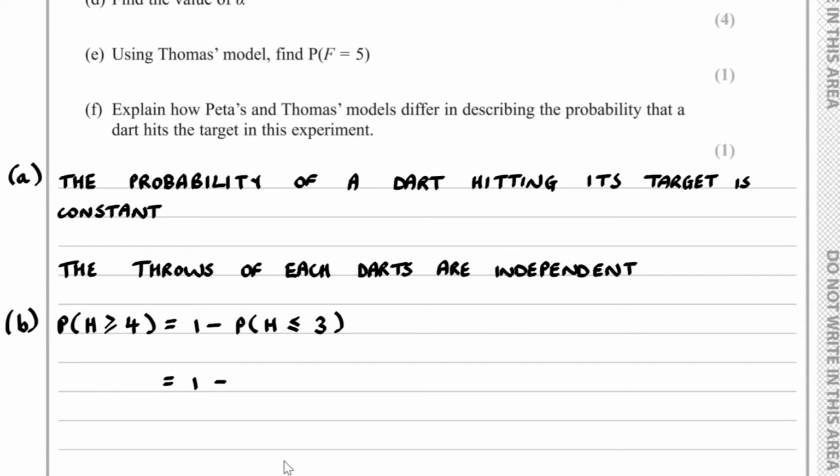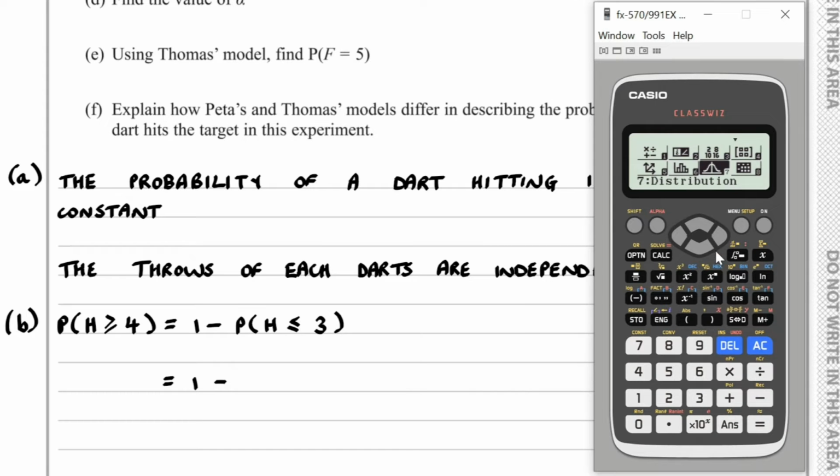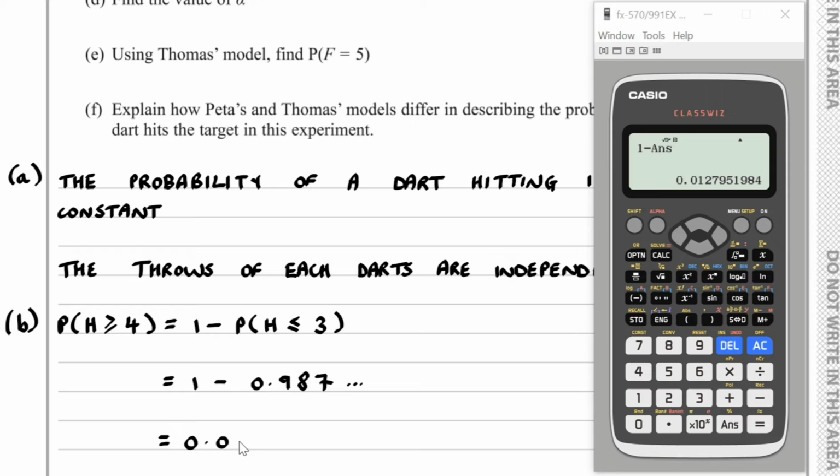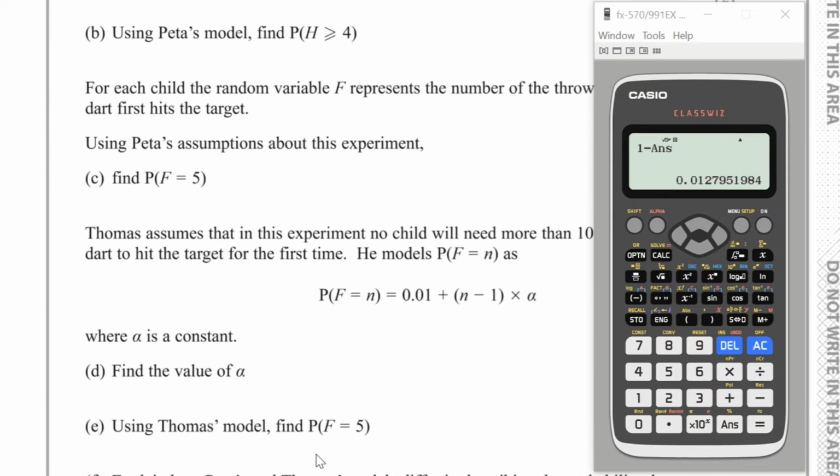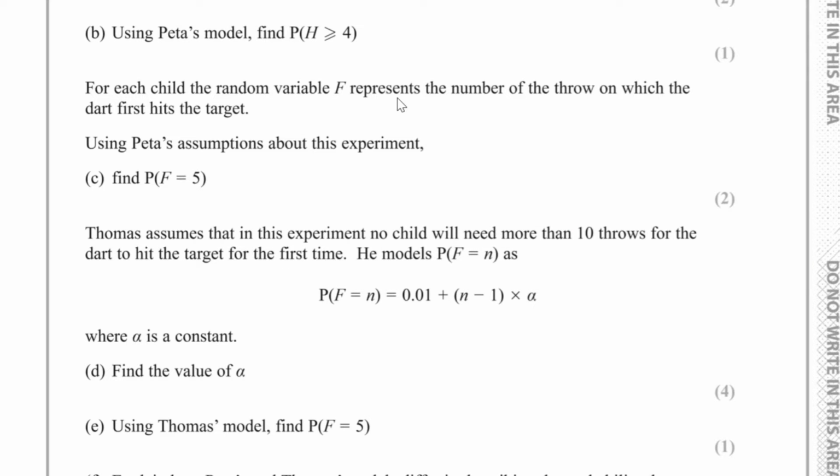And so if we use our calculator, we've got 1 minus, and then for this particular probability, we can calculate using a binomial CD. We've got x equaling 3, n equaling 10, and p equaling 0.1. So we've got 1 minus 0.987, etc. And so therefore, we end up with 0.0128. And that's given to 3 significant figures.